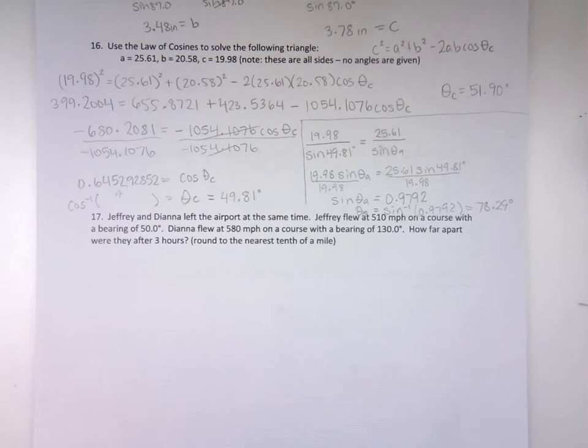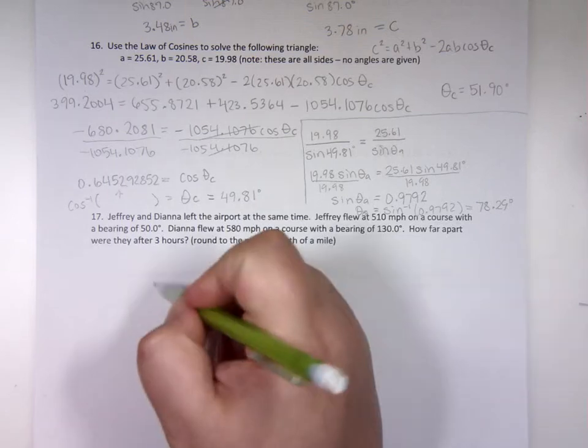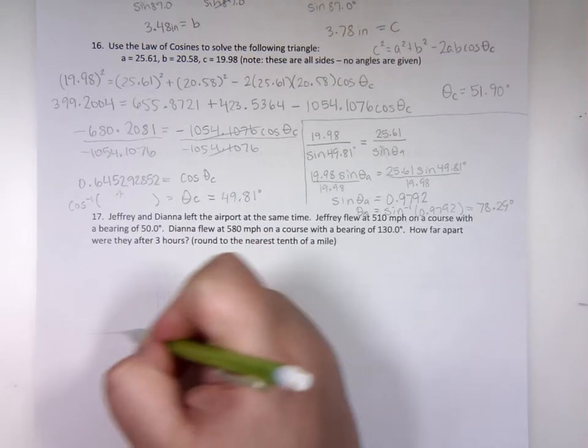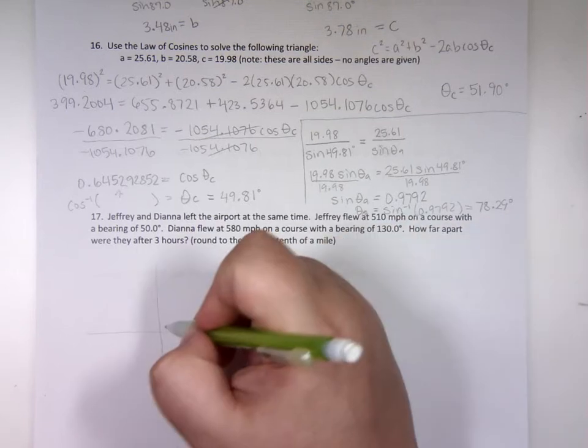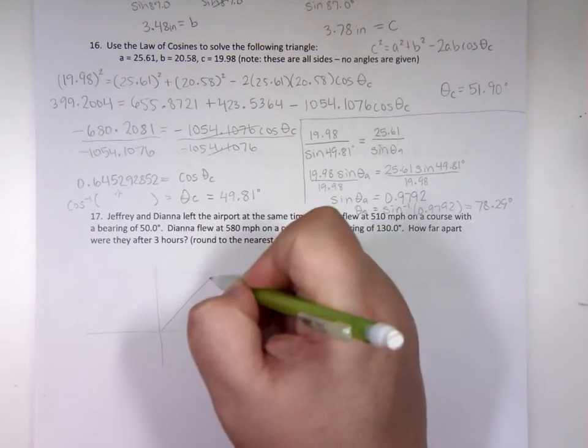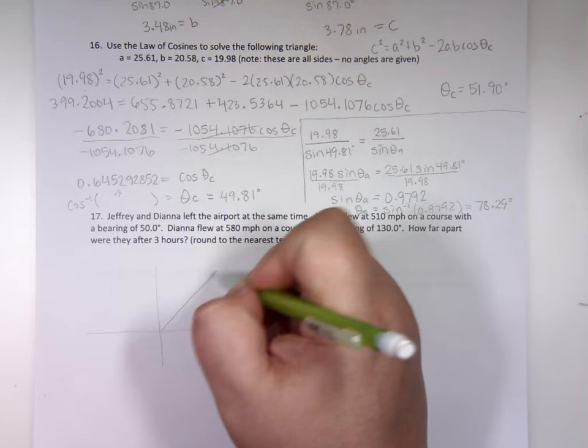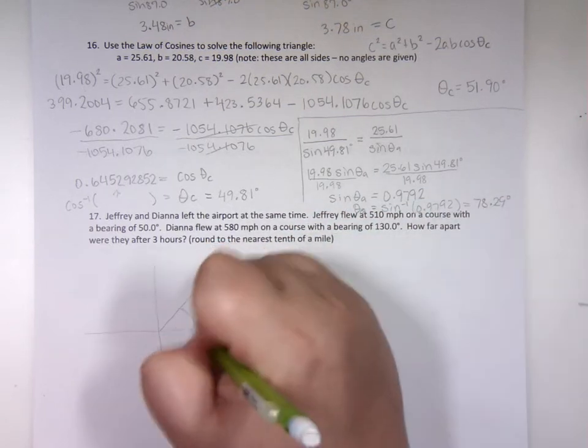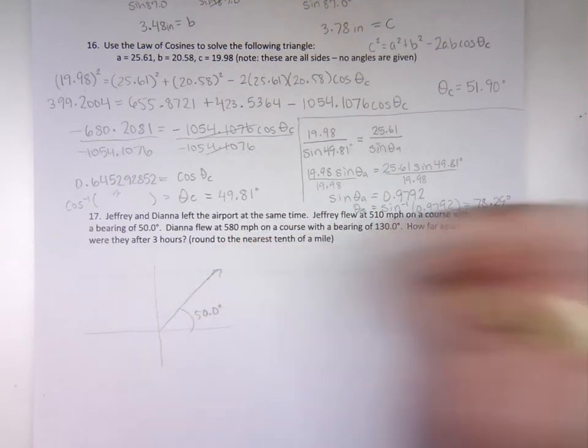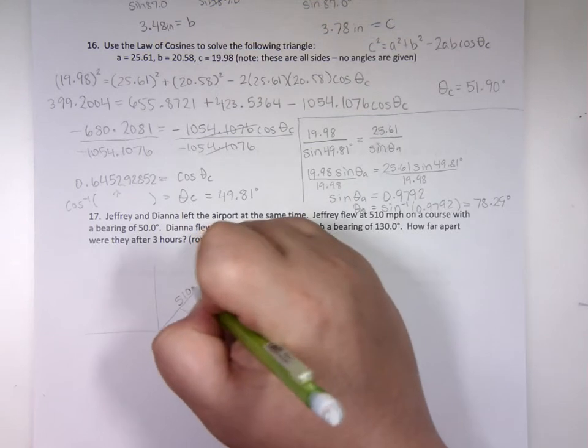It's a law of cosines problem disguised as a word problem. So let's take a look at this. Jeffrey and Diana left the airport at the same time. Jeffrey flew at 510 miles per hour on a course with a bearing of 50 degrees. So let's just draw ourselves a little picture. So 50 degrees is about here. So here's Jeffrey, 50 degrees, flying at 510 miles per hour.